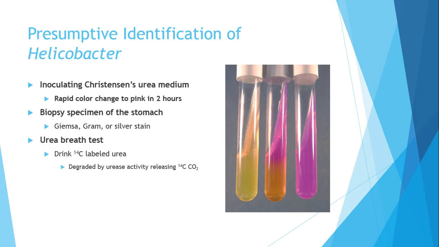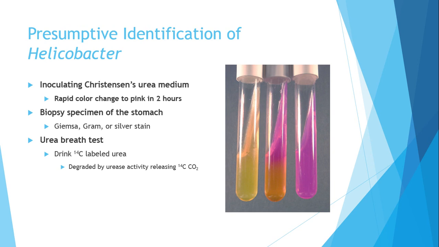To presumptively identify Helicobacter, we'll use Christensen's urea media. Basically just a urease tube that you would inoculate with the organism, or maybe a snipping from the stomach. You can also use the urea breath test, where you drink this liquid that has a labeled carbon in it, and then the organism degrades the urea in that drink and releases the labeled carbon, and they measure the labeled carbon. The higher amount of labeled carbon is a positive test.